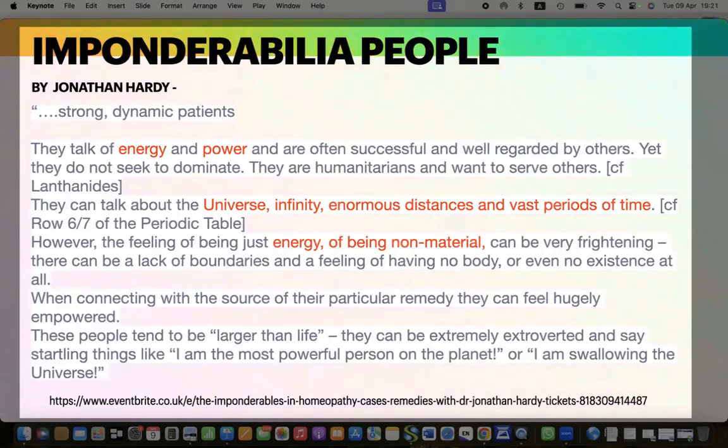So this I found on Jonathan Hardy. He did a seminar on imponderables a little while back, and this was part of the blurb advertising it, just giving an idea of what. So talk of energy and power. They don't want to dominate. And humanitarians, you can see where he gets the idea of lanthanides, the similarity of imponderables. Talking about big stuff, universal stuff, and also the feeling of energy of being non-material.